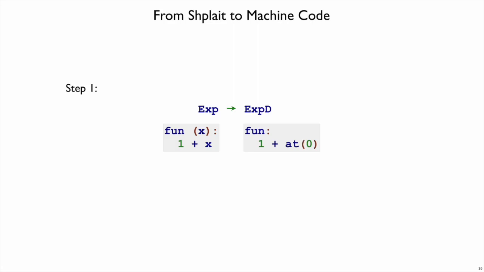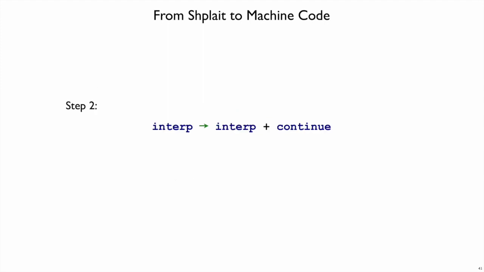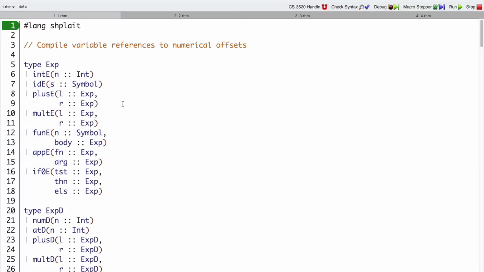So that was step one in our journey from Shplait to a more machine level of code, where we weaned our interpreter away from using symbols at runtime. Instead, we just have numbers representing positions in the environment. Step two is another step that we've already done before, where we got away from relying on Shplait's implementation of continuations by changing our interp to interp plus continue and representing continuations explicitly. There's not really much change when we change to doing that with xpd.